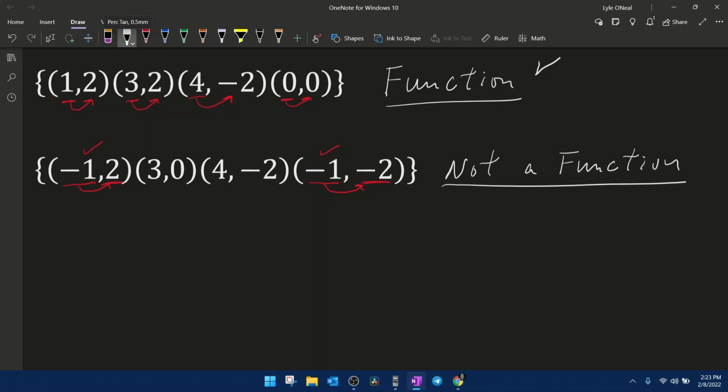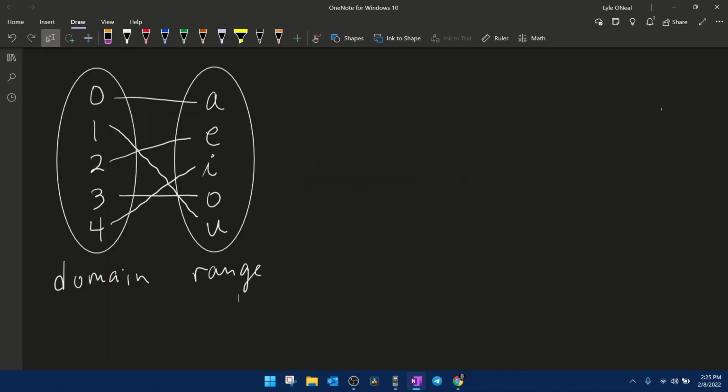And so again, this is not a function because you have negative 1, which is an element of the domain, corresponding to two different values in the range. And just so we have one more example, here we have another example of a relation. In this case, we have a mapping. We want to determine if this relation is a function. Again, the way we do that is we're going to check each element of the domain to see if it corresponds to only one element in the range.